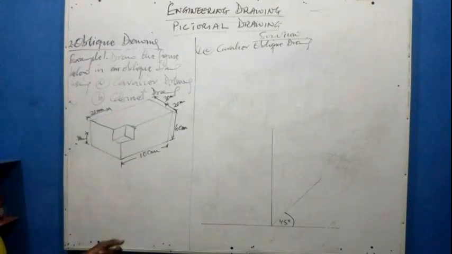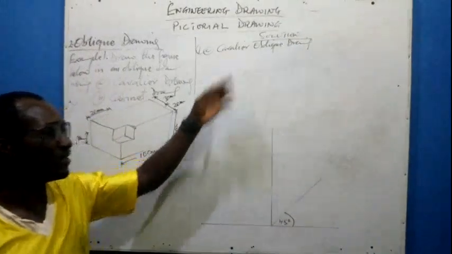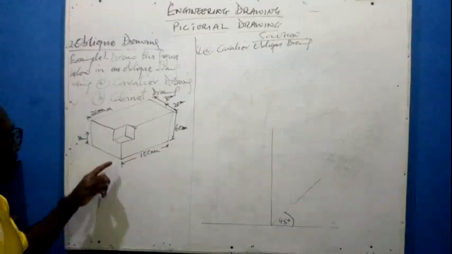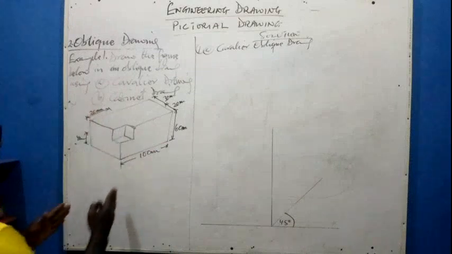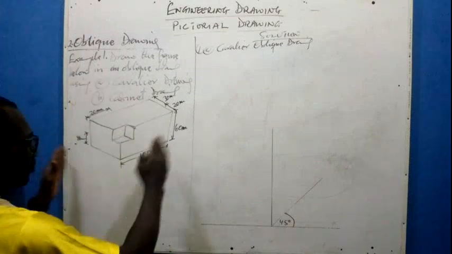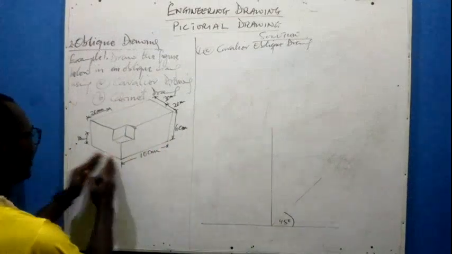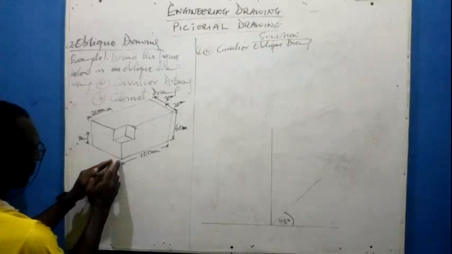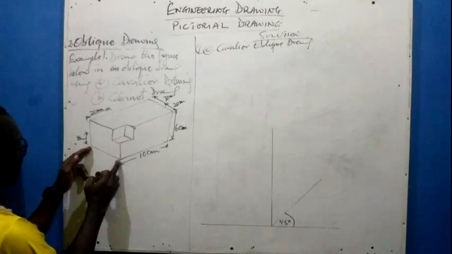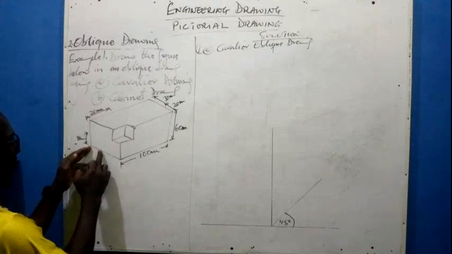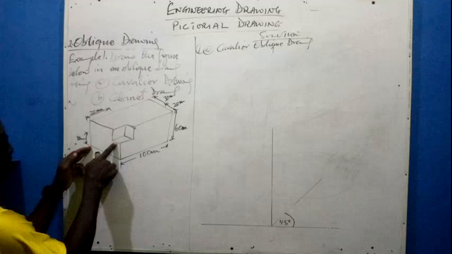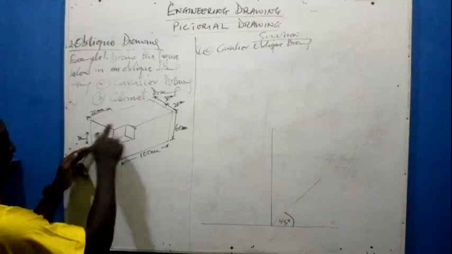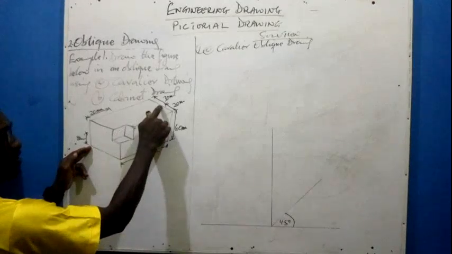Now, which sub-method are you using? Cavalier, so everything will be in full size. Now, what is the length here? This is the division that divides the figure into two, the right hand side and the left hand side. When you look from the left hand side, it's from here to here, and the dimension is not here. Is the dimension here? No. This line is parallel to this.